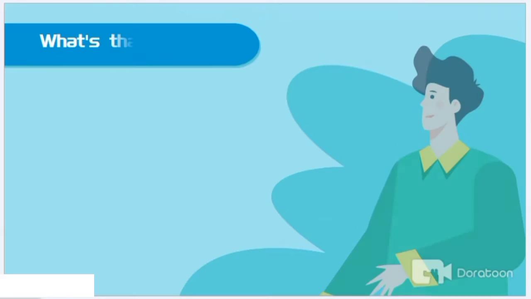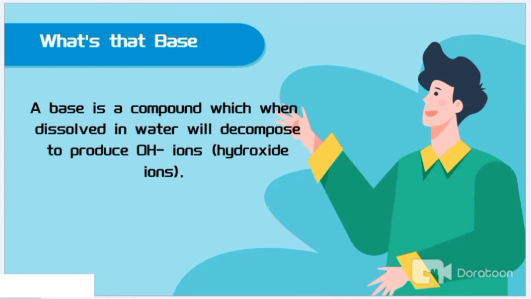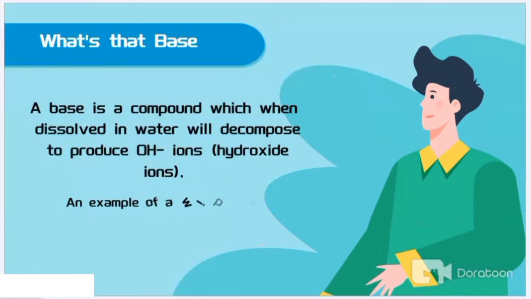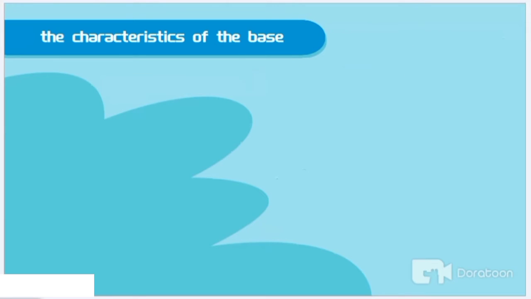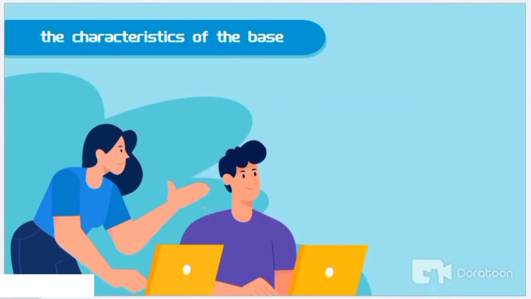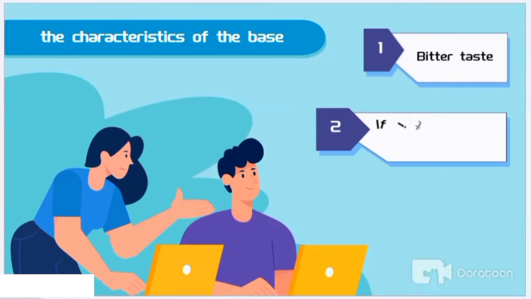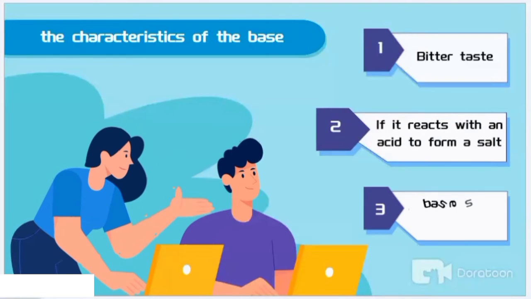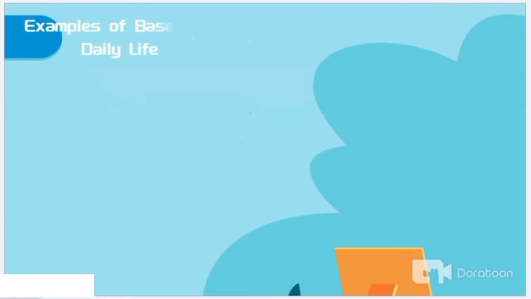Base. A base is a compound which, when dissolved in water, will decompose to produce OH- negative ions or hydroxide ions. An example of a widely used base is soap. Some of the characteristics or properties of bases. 1. Bitter taste. 2. If it reacts with an acid, it forms a salt. 3. Generally, bases are white.